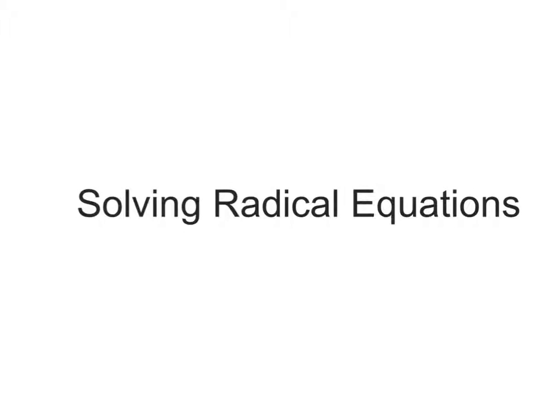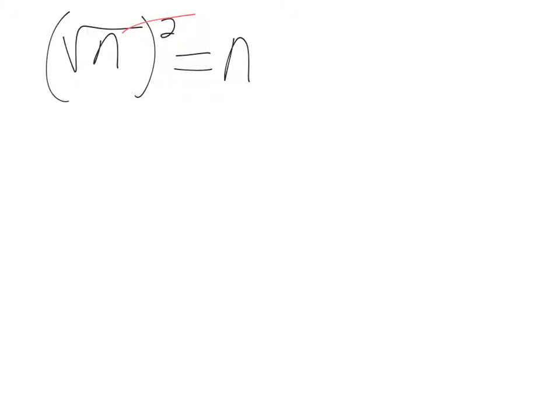This lesson is on solving radical equations. So first of all, let's review here. Let's say we have the square root of a number. If you remember from past lessons, if we square that, then we just have that number, because the square root and the square basically cancel each other out.